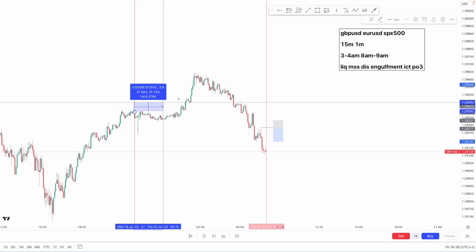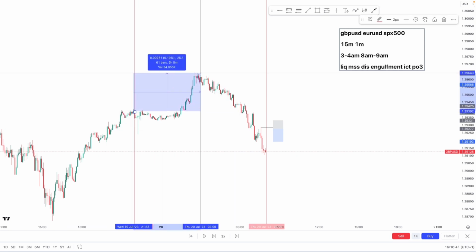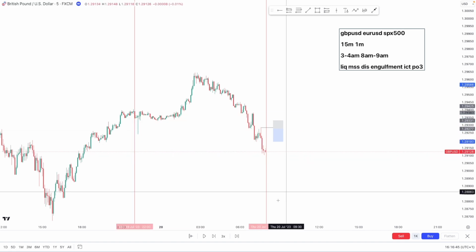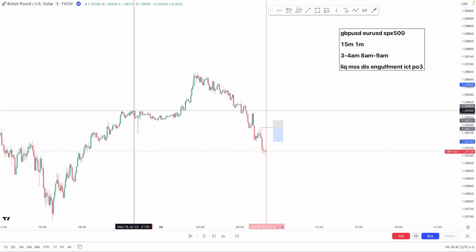So from the opening price right over here, how many pips did it go up? It went 25 pips up, and it went 29 pips down. That means it was way more bearish than bullish. That means you should do the opposite. So it went more down than up. That means you should enter buys and not sells.